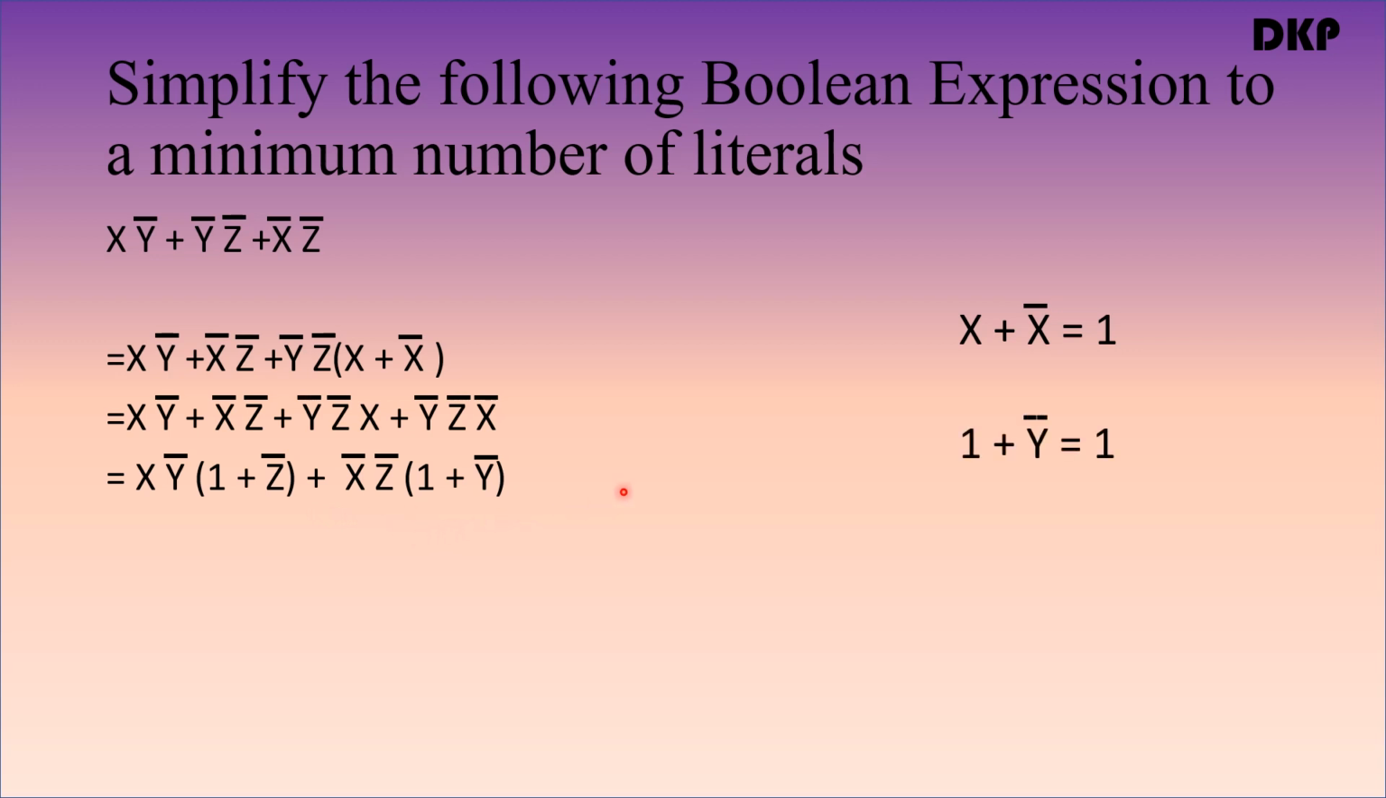Now what is 1 plus Y bar? We know that any literal added with 1 will give you 1 itself. According to the law, 1 plus Y bar is equal to 1. Similarly, 1 plus Z bar is equal to 1. Therefore, in the next step, X Y bar into 1 plus X bar Z bar into 1 will give you X Y bar plus X bar Z bar. Since 1 plus Y bar equals 1 and 1 plus Z bar equals 1, this expression has been reduced to X Y bar plus X bar Z bar. So this is the simplified Boolean expression.